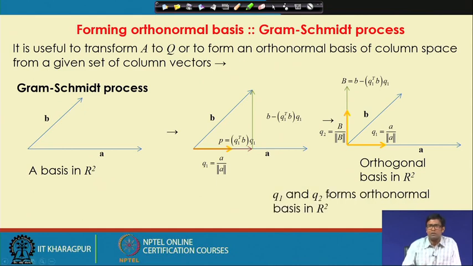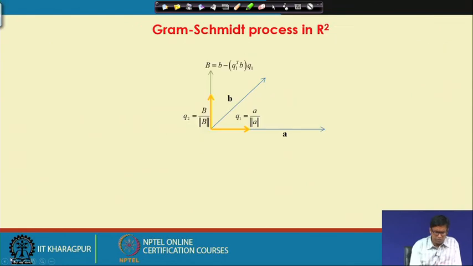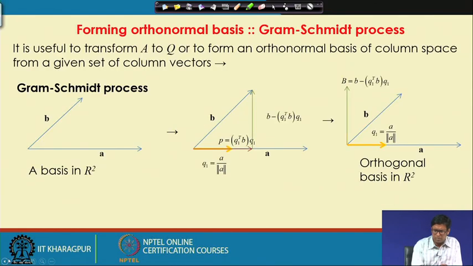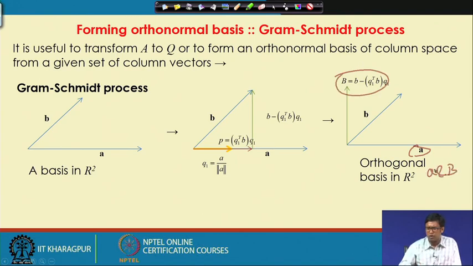Before that, here we got an orthogonal basis in R2: the vector A and the vector B minus q1 transpose B q1. These two vectors form an orthogonal basis in R2, and now we divide both of the vectors by their length.